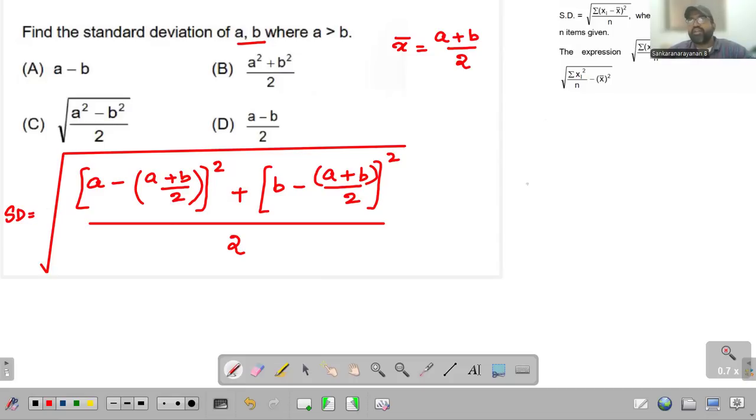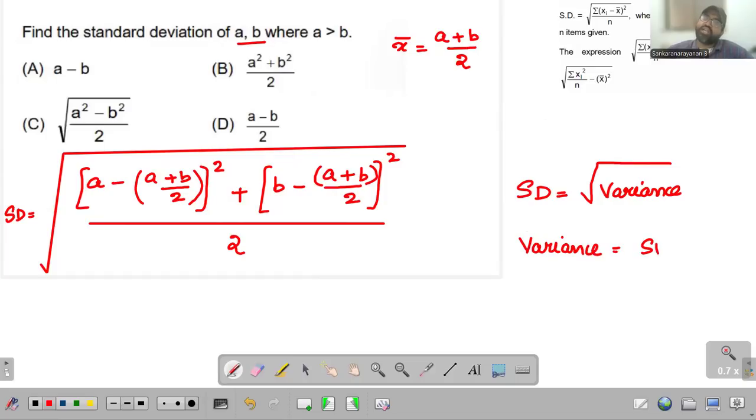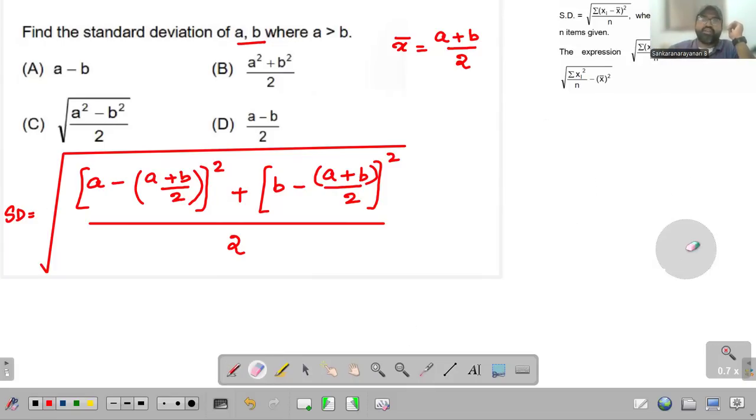Please be aware that standard deviation is equal to the square root of variance. There is another term you should be familiar with: standard deviation is equal to the square root of variance, or I can say variance is equal to standard deviation square. Interchangeably, you should be knowing it. Now, let's continue with our question here.